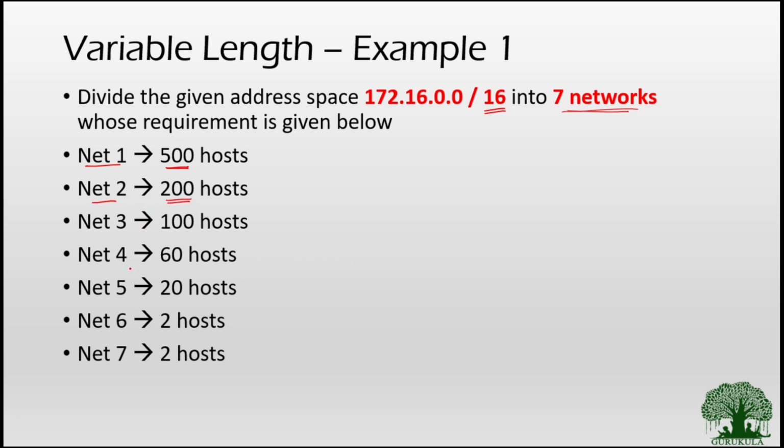for network 1 you will have to have 500 hosts. For network 2, you will have to connect 200 hosts. This is the requirement given by the system administrator. So we will have to perform subnetting, or divide this one entire address space into 7 networks, and each and every network must have these particular requirements connected in it. Let us see how to perform this task step by step.